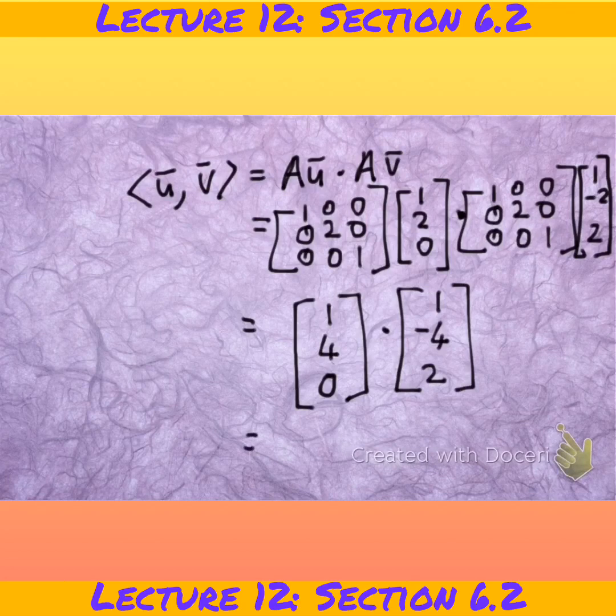Okay, and so the dot product between those two vectors is going to be 1 times 1 plus 4 times -4 plus 0 times 2, and that is going to be... Okay, so now what we need to do is find the expressions for the norm of U and the norm of V respectively.